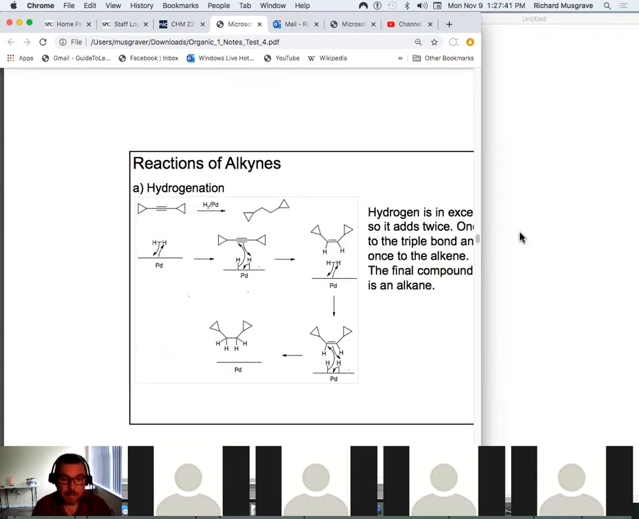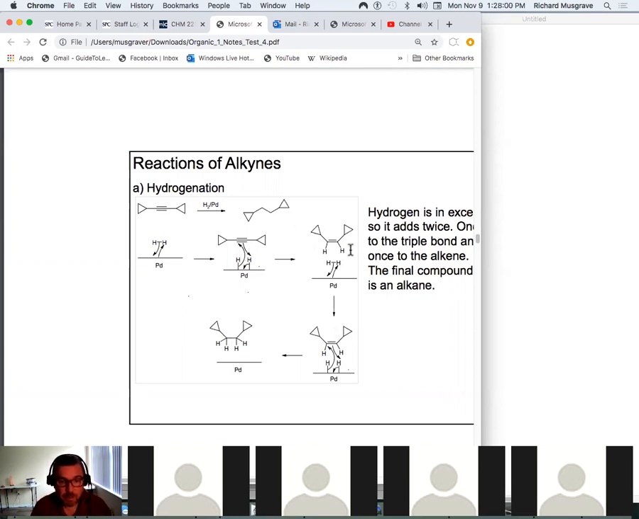Now, if you're doing alkynes, a similar thing happens, but the first thing we get is an alkene, and then the alkene reacts, and we end up with an alkane as a product. So the hydrogen adds twice to the triple bond.